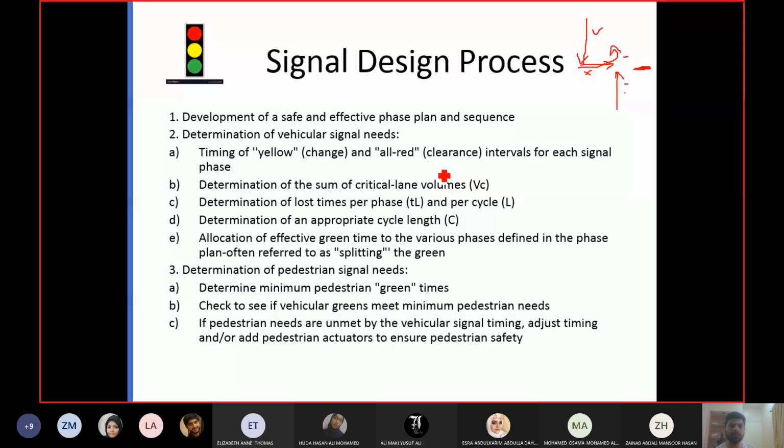Then you will find out for each phase which is the critical lane. I explained the critical lane in the last lecture as well. The critical lane is the one which has the most intensive volume for that phase. Each phase will have a critical lane, and then you do the summation of all critical lanes, and we call it VC. If you remember, we used it in the cycle length equation as well. So VC is the summation of all critical lane volumes.